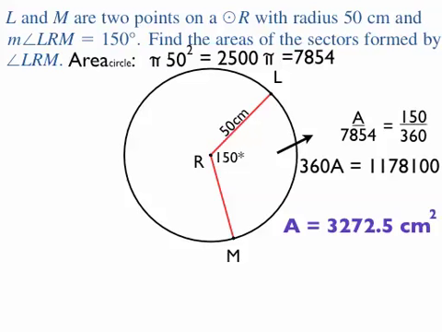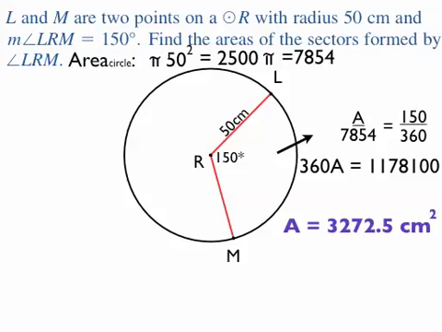What I can do from here, I have two different options. Because it asked me to find the area of the sectors formed, notice this was my smaller sector formed, but there's also the other part of this circle that is not in that sector LRM, which would kind of look like a Pac-Man. So I could set up my proportion and do the whole thing all over again. I would still have A over 7,854 equals, instead of 150, I would have 210, because that would be the measure of the other angle LRM, over 360.